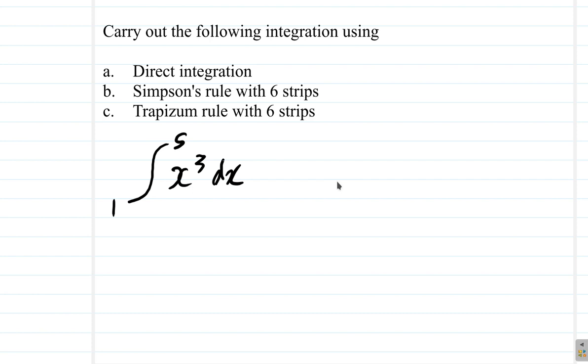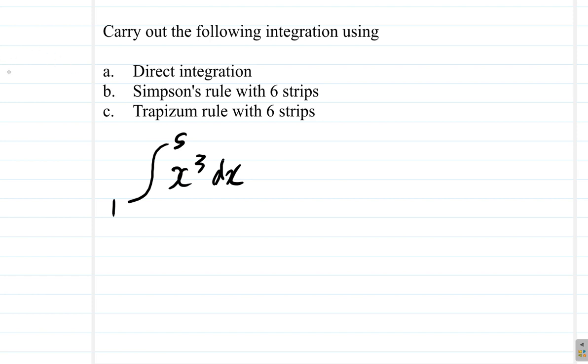Now let us use 6 strips, which is an even number of strips. The question is, will returning to an even number of strips cause Simpson's rule to give the exact answer as direct integration?